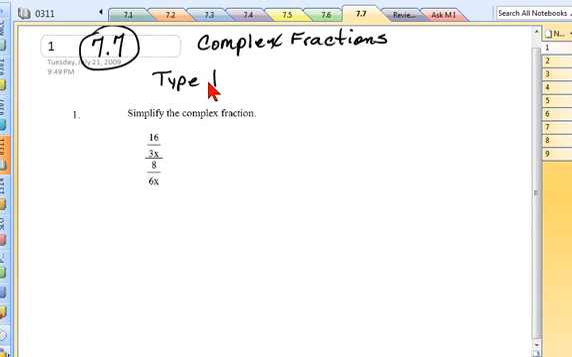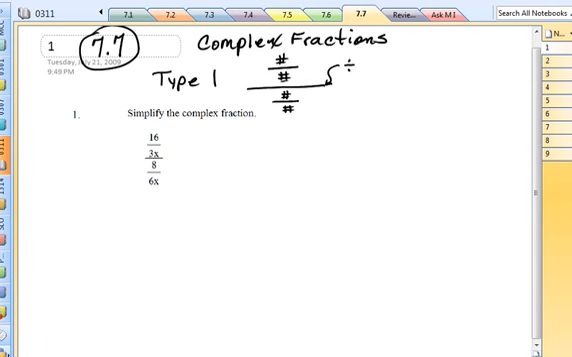Type 1 is a complex fraction that has a fraction over a fraction. One fraction over one fraction. The fact that there's just one fraction on top and one fraction on bottom makes it what I have called type 1. And when we do type 1 problems and we're asked to simplify them, what I'm going to remember is that a fraction line means division. That's what type 1 is going to be like.